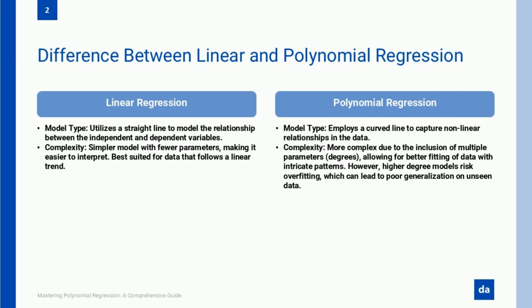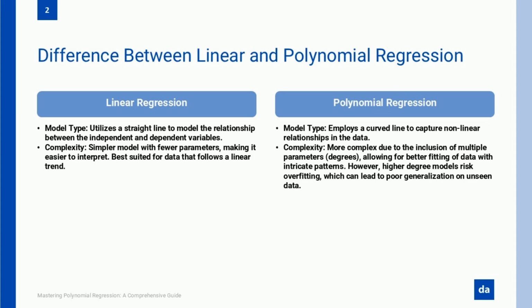But there's a catch. More flexibility doesn't always mean better predictions. A high-degree polynomial model can start following every tiny fluctuation in the data, learning noise instead of the actual trend. This is called overfitting. On the flip side, if the polynomial degree is too low, the model might be too simple, failing to capture the complexity of the data. This is called underfitting.